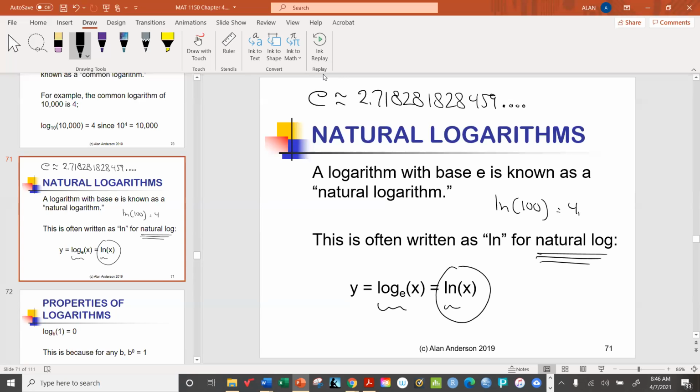It's approximately 4.605. And how do we interpret that? It's the same thing as saying that e raised to the 4.605 power is 100. Think of those two equations as essentially mirror images of each other, the two sides of the same coin.